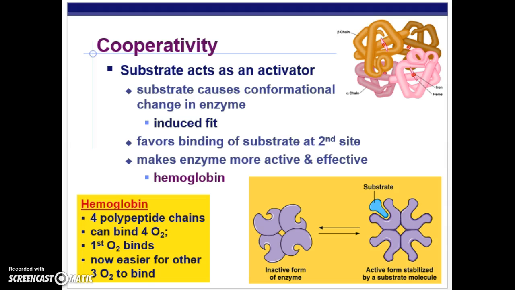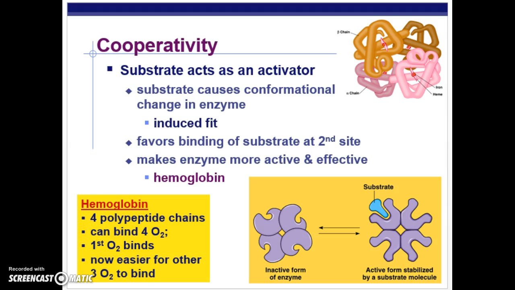And the way that it does it is one substrate molecule will act as a primer to the enzyme so that the enzyme then is activated to more easily allow other substrates to bind to its active sites. So this is going to happen with enzymes that have more than one active site on them, which means that they're going to be quaternary enzymes or quaternary proteins that have multiple polypeptide chains with multiple active sites.